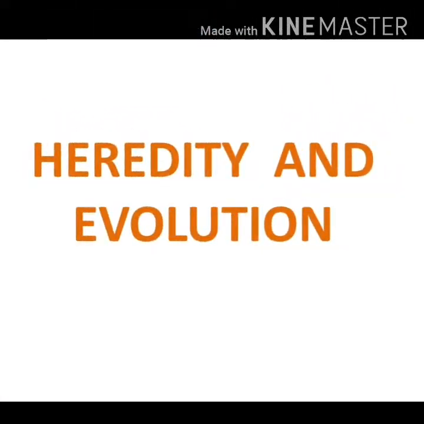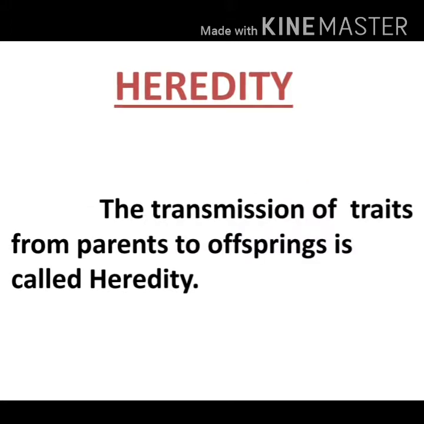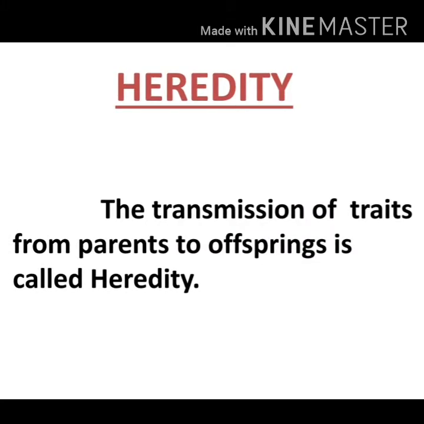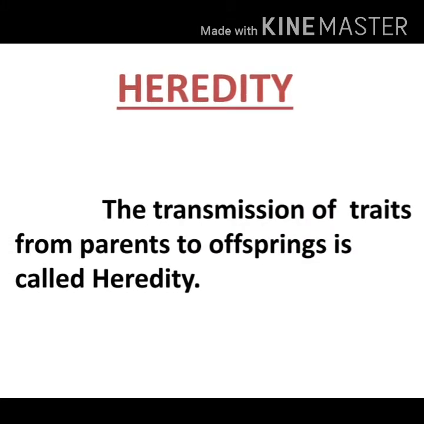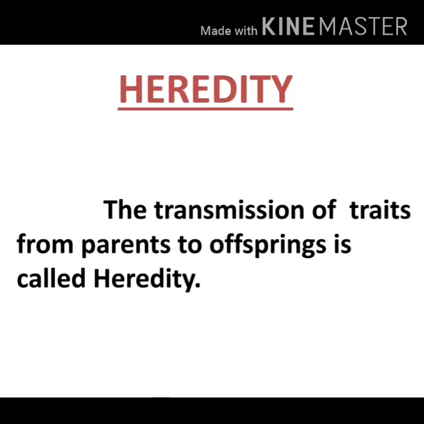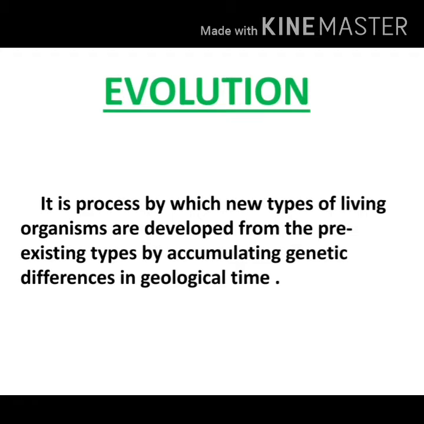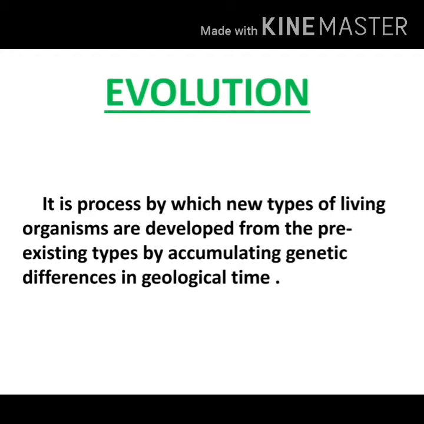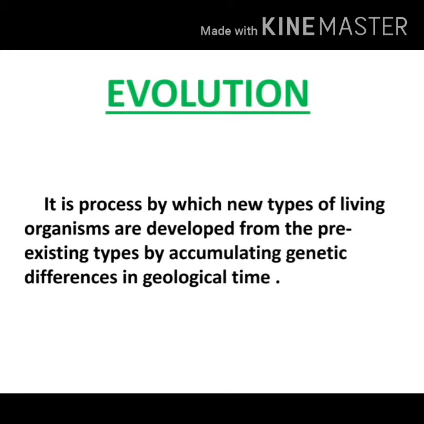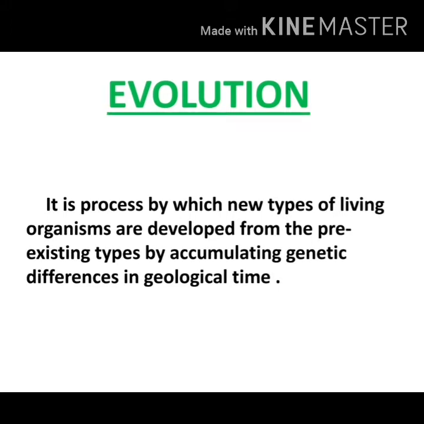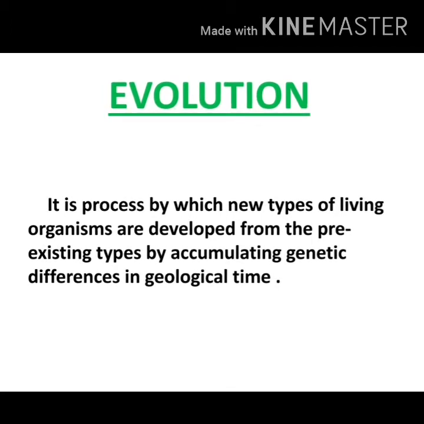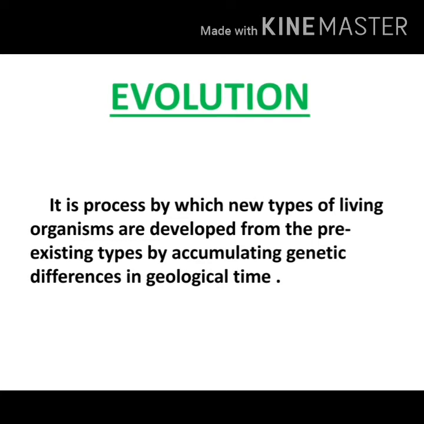Heredity and evolution. Heredity: the transmission of traits from parents to offspring is called heredity. Then what is evolution? It is the process by which new types of living organisms are developed from the pre-existing types by accumulating genetic differences in geological time.